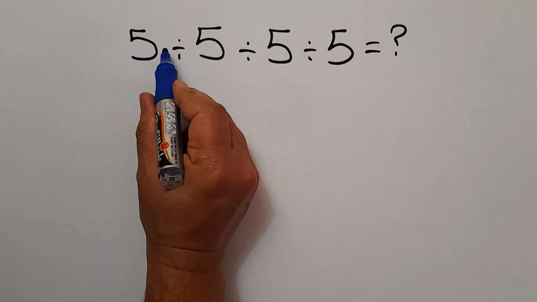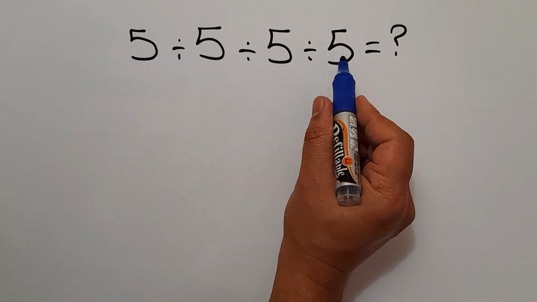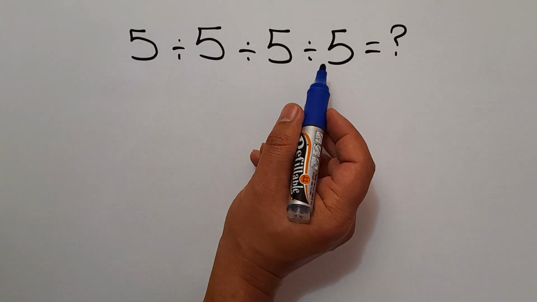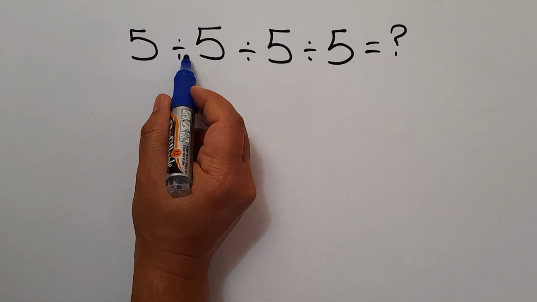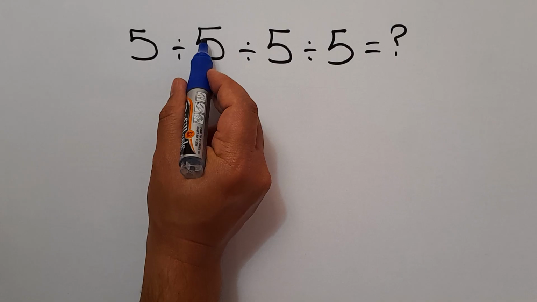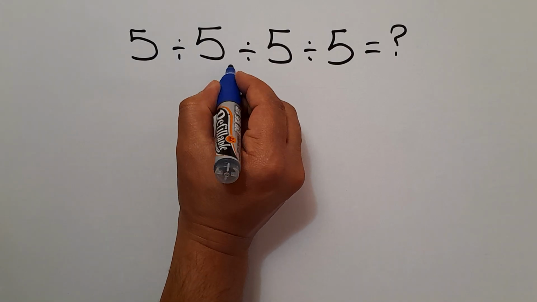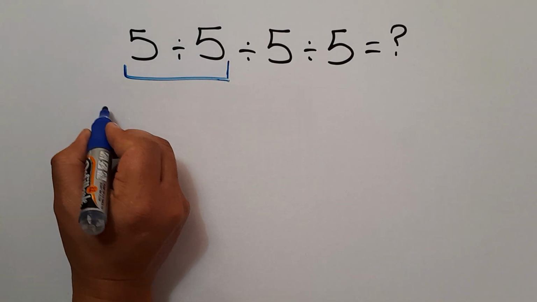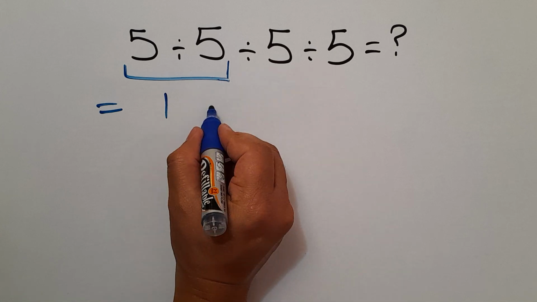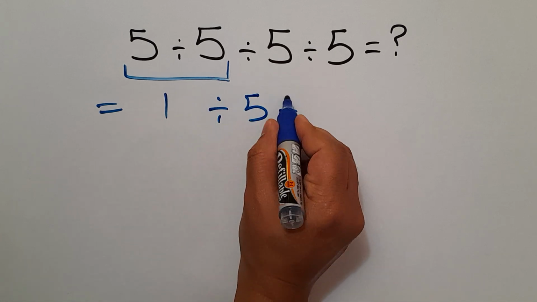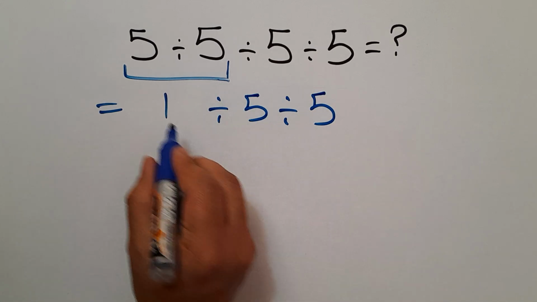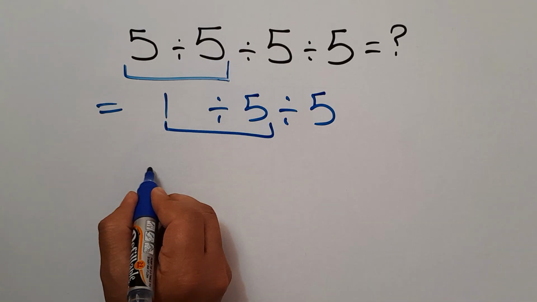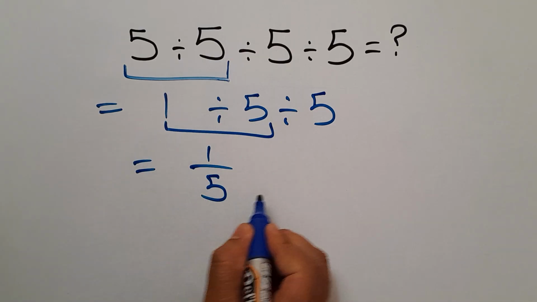When we have more than one operation in one expression, we have to work from left to right. So first, this division, 5 divided by 5 gives us 1. So 1 divided by 5 and divided by 5. 1 divided by 5 can be written as 1 over 5.